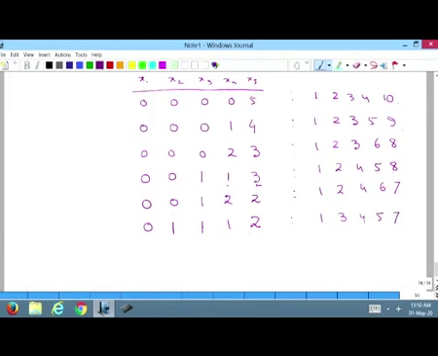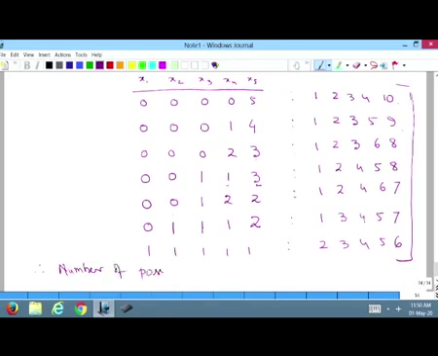And finally, we get 1, 1, 1, 1 and 1, and the corresponding solution is 2, 3, 4, 5 and 6. Note that all of them will sum up to 20. Therefore, the number of possible solutions is 7.